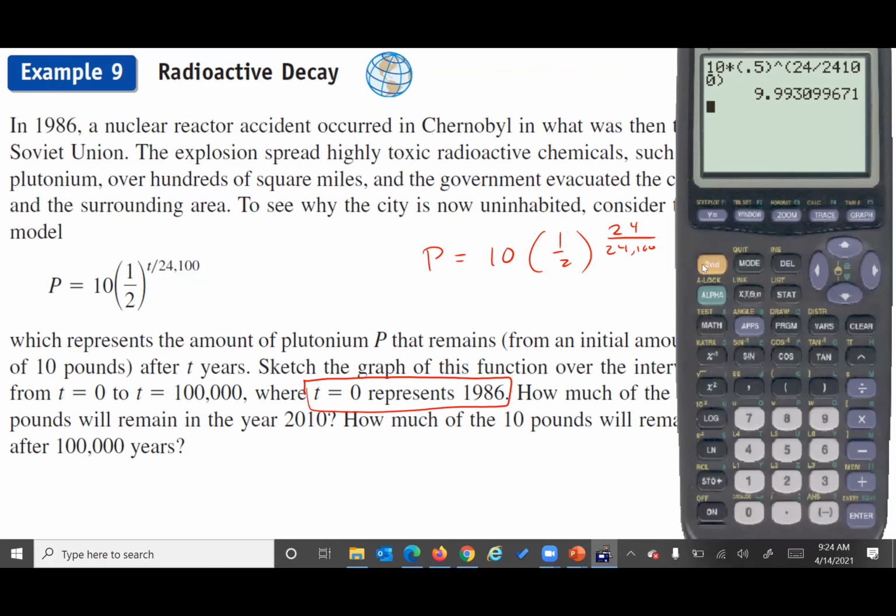100,000 years later. Let's put this in. If you push the second button and then press entry, it'll give you the entry back again. You have to do a little bit of work here. So this is 100,000 divided by 24,100. So this is 100,000 years later. Only about 0.5 pounds will be left.